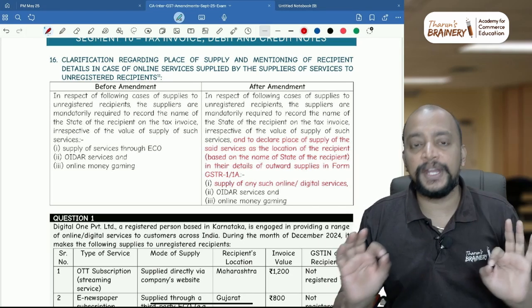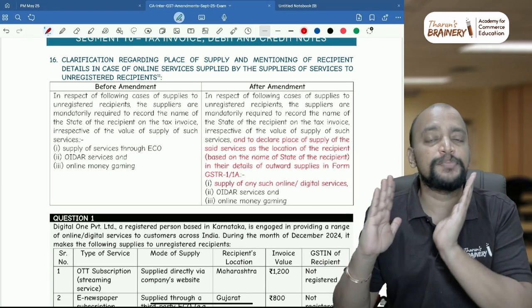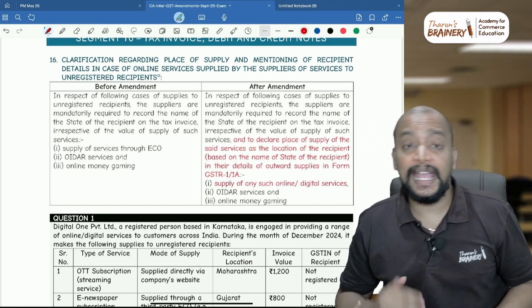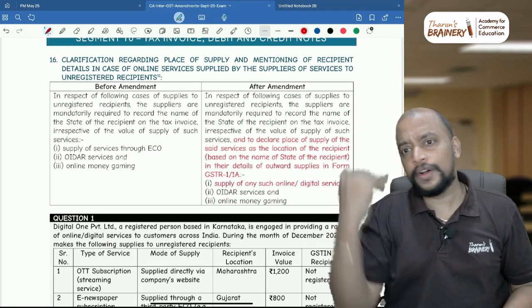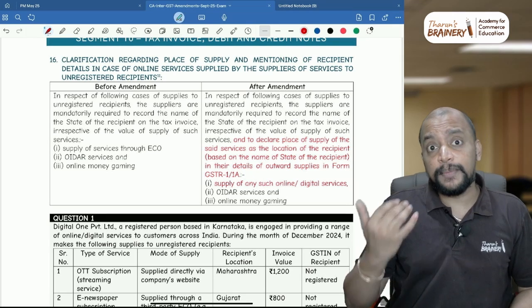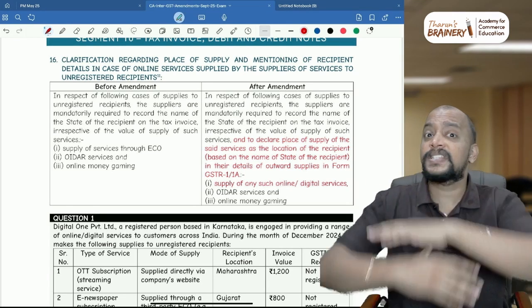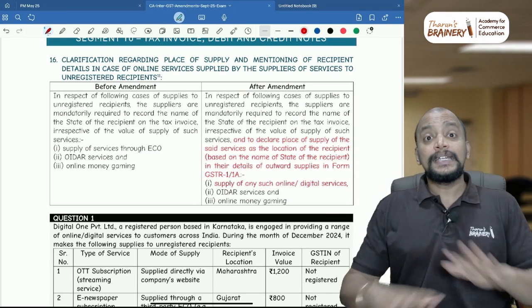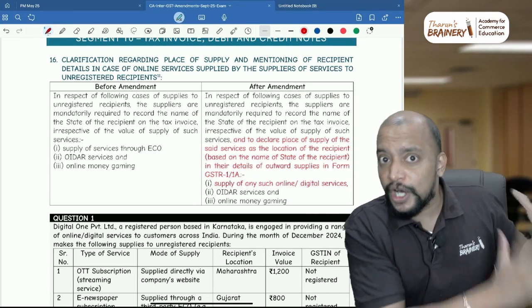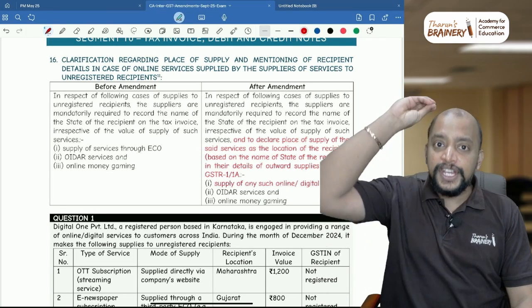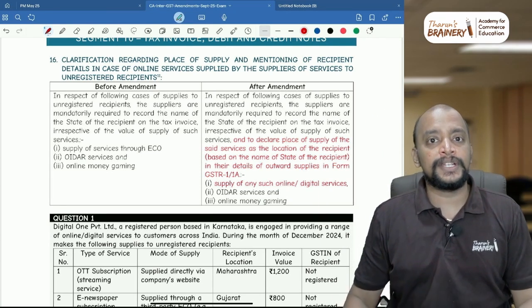For B2B, the recipient details always need to be mentioned in the invoice. But if it is B2C, and if the value of supply exceeds 50,000, no doubt we need to enter. But if it is up to 50,000, we don't have to enter. However, in some cases, irrespective of the value, for B2C also we need to enter recipient details in the invoice.